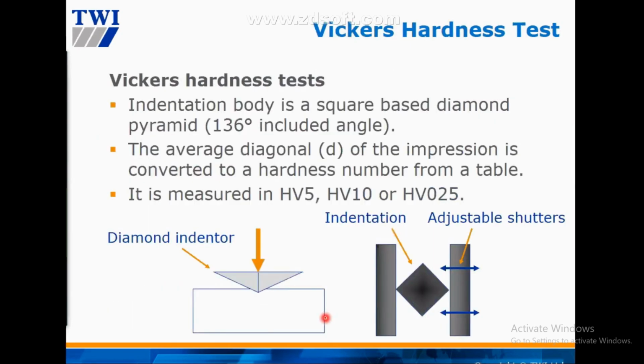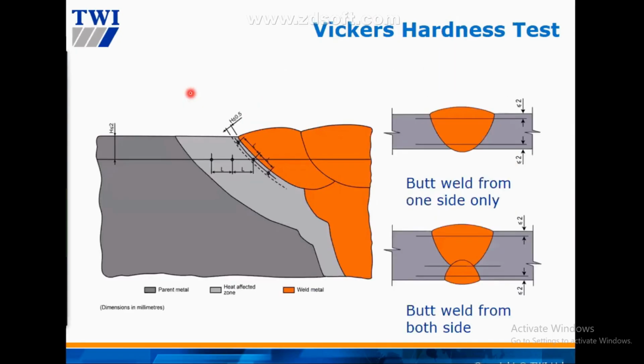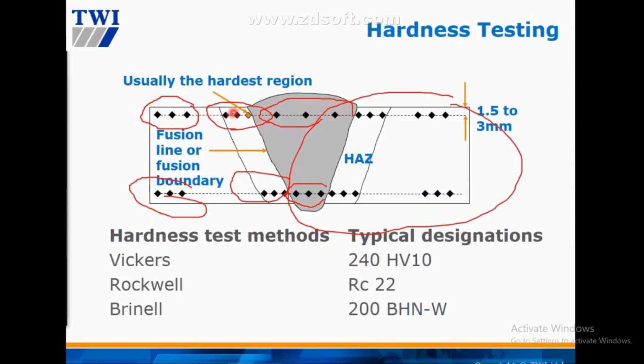Okay, and that is, all right, Vickers, they use. So this is what normally we use in WPS, PQR, all right? In PQR, the mechanical test, they use Vickers. So this is Vickers. This indication is from Vickers.